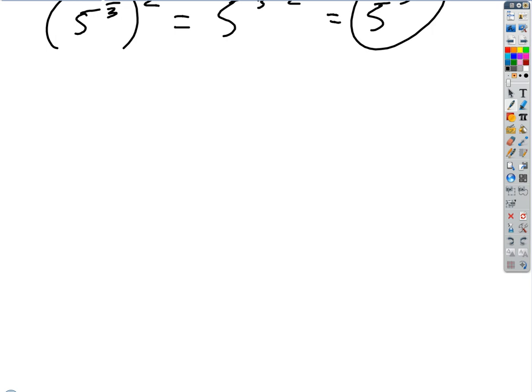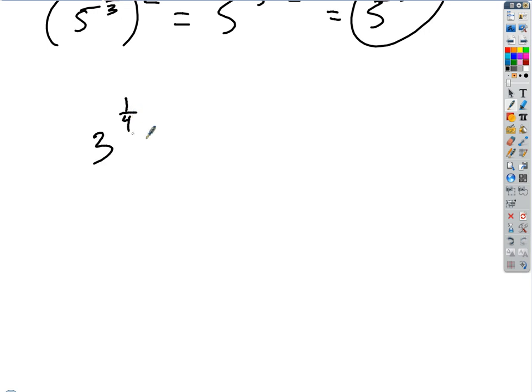Okay, what about one like this? Let me make this a little harder. What if we have 3 to the 1/4 times 7 to the 1/4? Now, do I have like bases there? No, I don't, right? I don't have like bases, so I can't just add the exponents. Is there anything that is alike there? The exponents. Aha, look at that. The exponents are the same. So can anybody see something here that we can do with this?